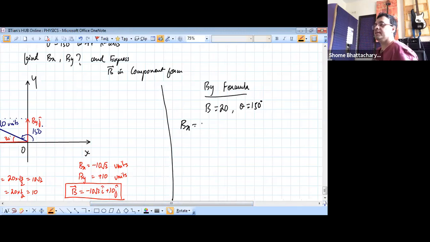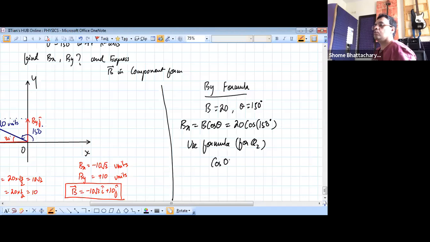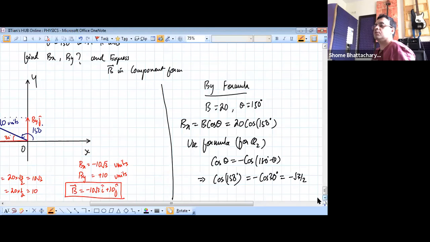So bx will be written as b cos theta, so that is 20 cos 150 degrees. Now use the formula for the second quadrant, that is, cos theta is minus cos of 180 minus theta. So cos 150 degrees is minus cos 30, which is minus root 3 by 2. So using this formula, now my bx becomes how much?